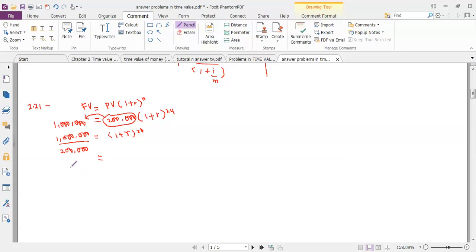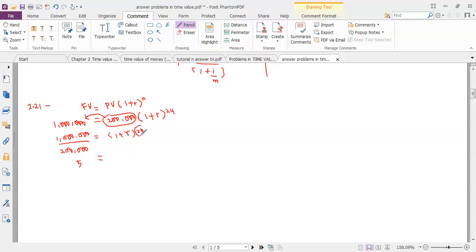So what is the answer when you divide 1 million by 200,000? Please calculate using your calculator. What is the answer here? Please help me. What is the answer for 1 million divided by 200,000? What is the amount? 5. Very good. So you have 5 here.